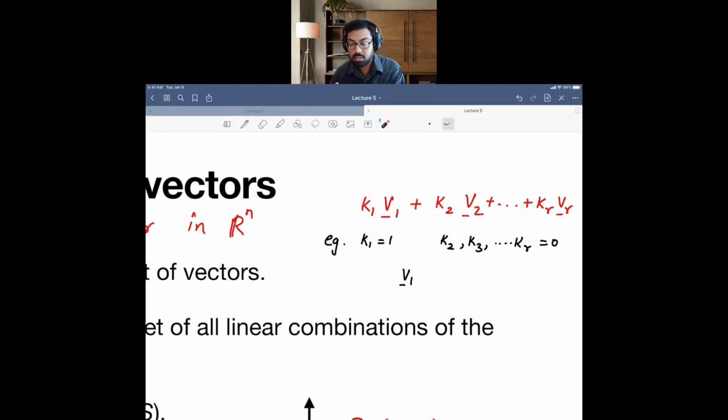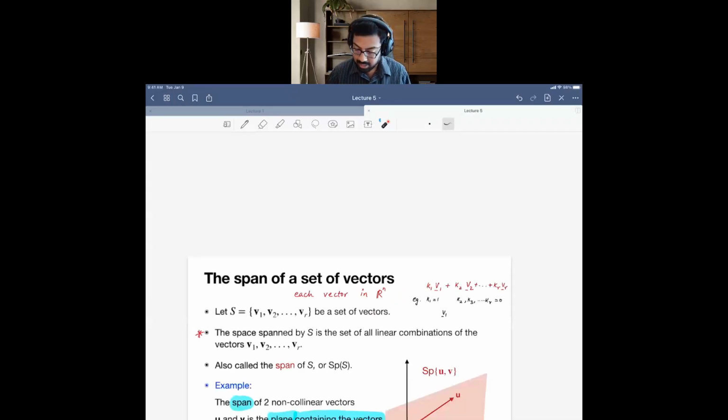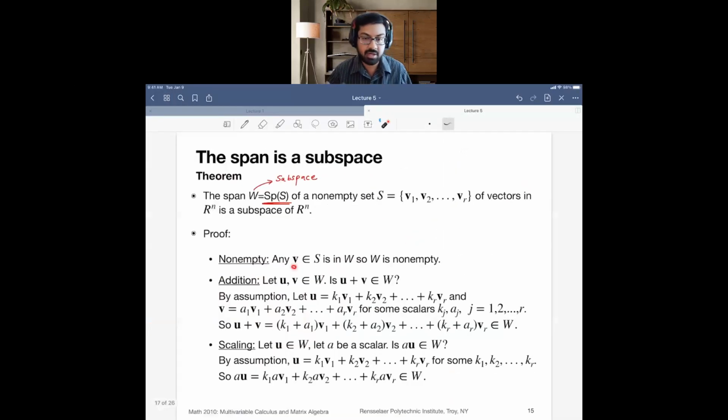So this is going to be non-empty because with Ks being 1 and followed by all zeros, I get something. It's not that it is empty. I get V1. And similarly, any V, you could pick V2, V3, so on up to Vr, that is going to belong to the set of vectors. So clearly, W is not empty. The subspace, which is the span of S, is non-empty. Linear combinations of those vectors are possible.